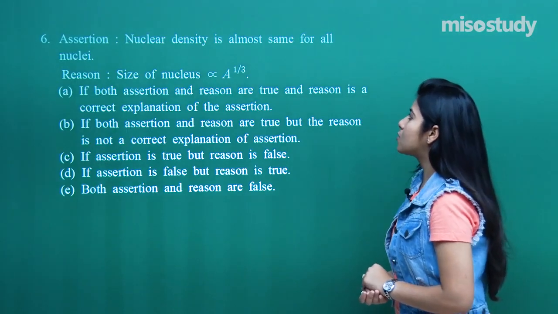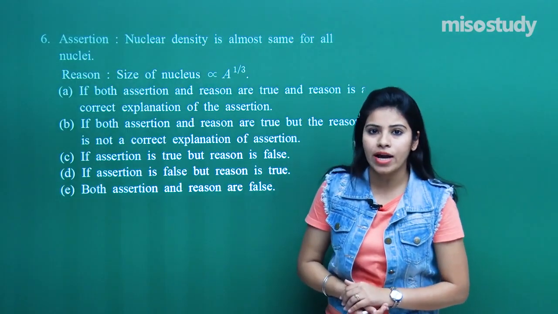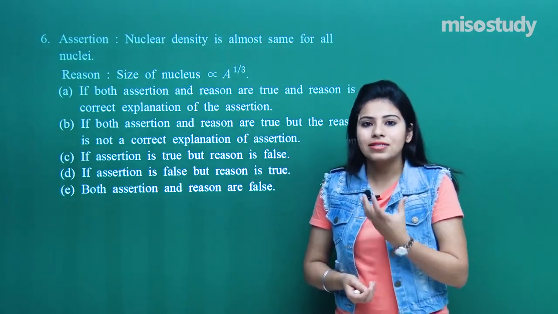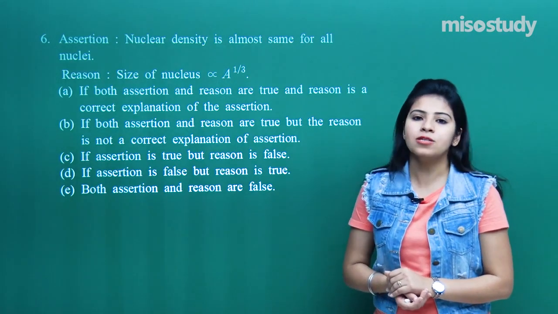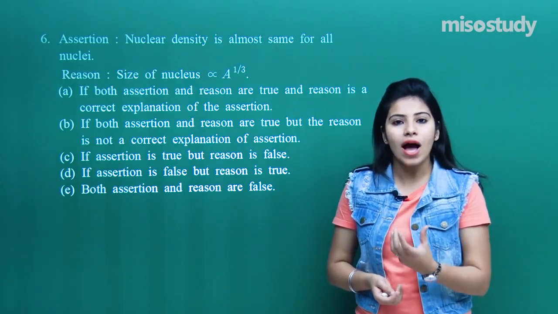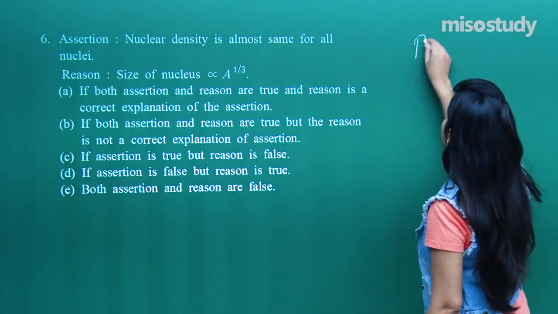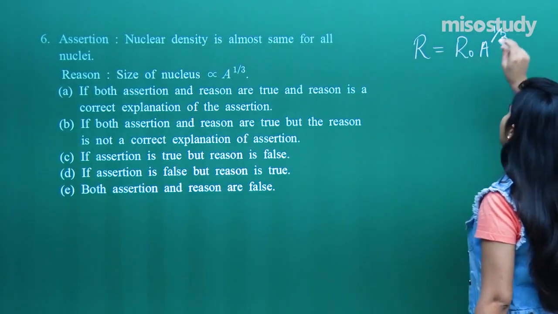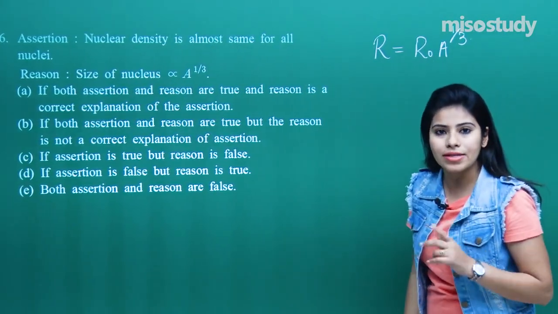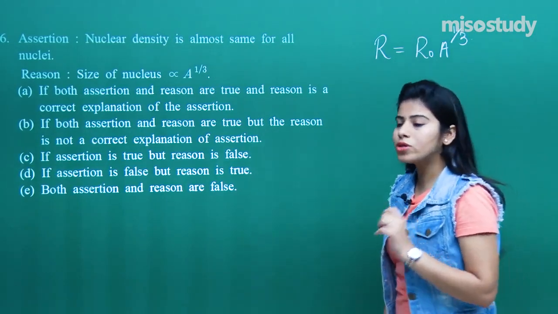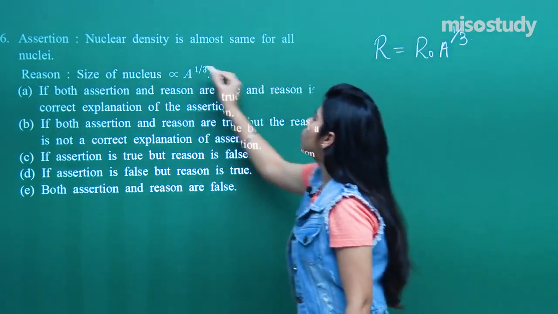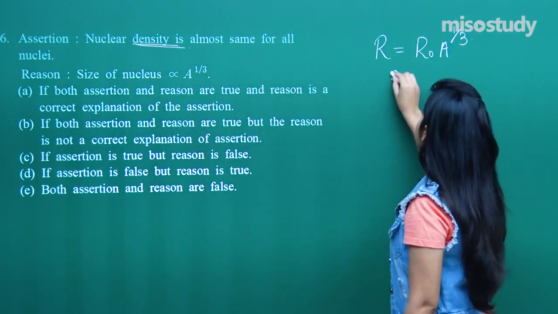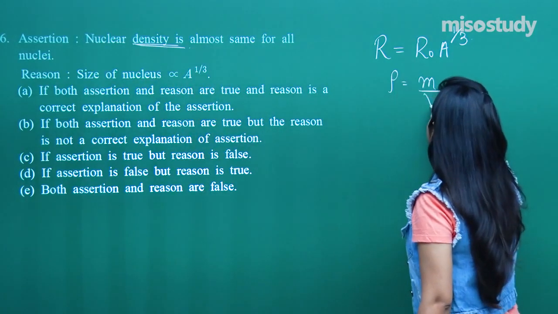Nuclear density is almost the same for all nuclei. Is this true or not? I can say that this is true. Let me just explain how. Because you have your formula with you, and that is R equals R naught A raised to the power 1 by 3. Now you know that if we are talking about the nuclear density, density is what? Density is mass upon volume.